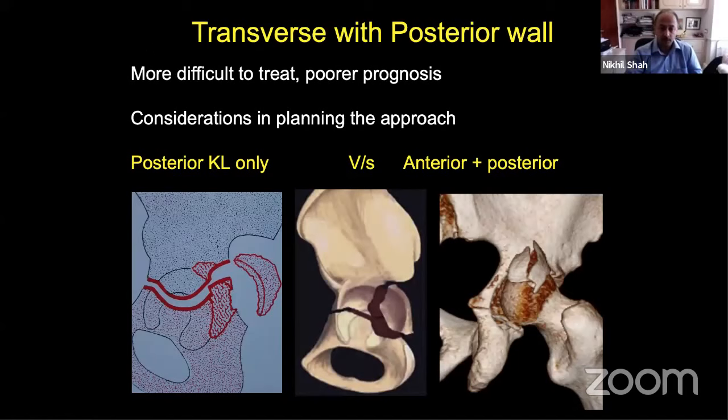So when you combine these two concepts, you have your transverse fracture going through both the columns, and you have a posterior wall fracture. Why are these so important? They are more difficult to treat. And if you look at the literature, their prognosis often is quite poor, even if you get accurate reduction. So the personality of the injury also dictates the prognosis, even in the hands of masters. It's also very important when you plan your exposure, whether you're going to do only a Kocher-Langenbeck approach from the posterior aspect, or whether you think an anterior and a posterior approach are going to be needed.